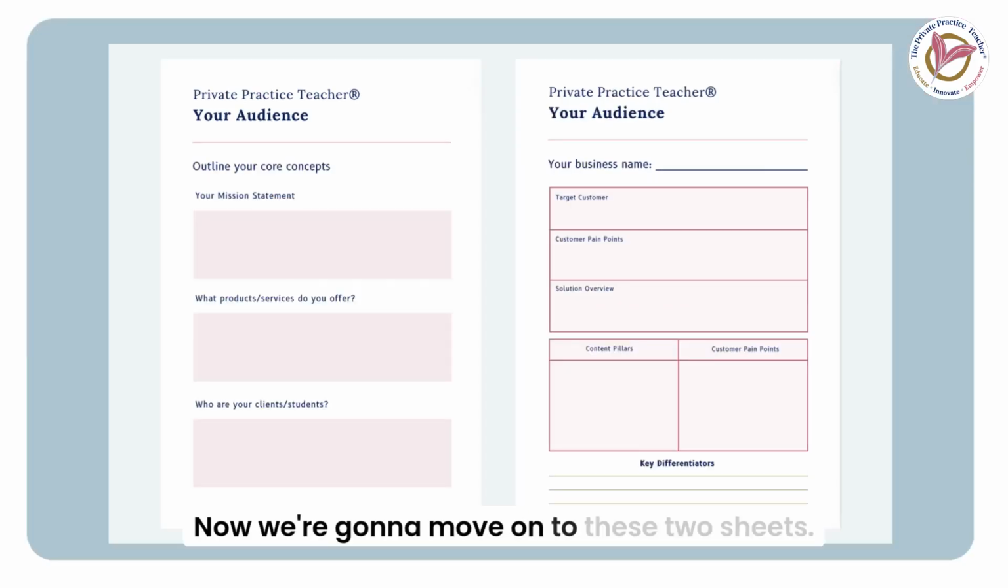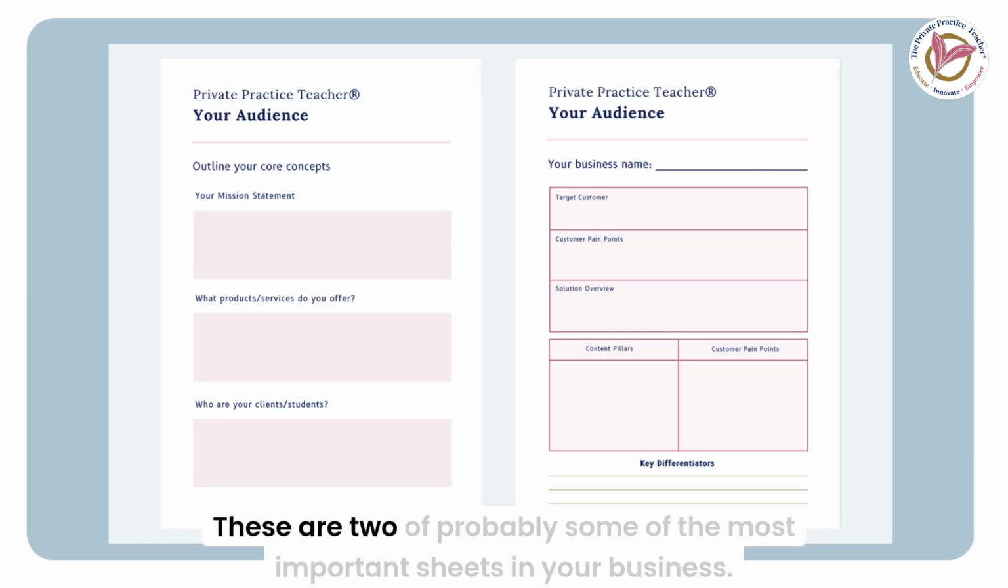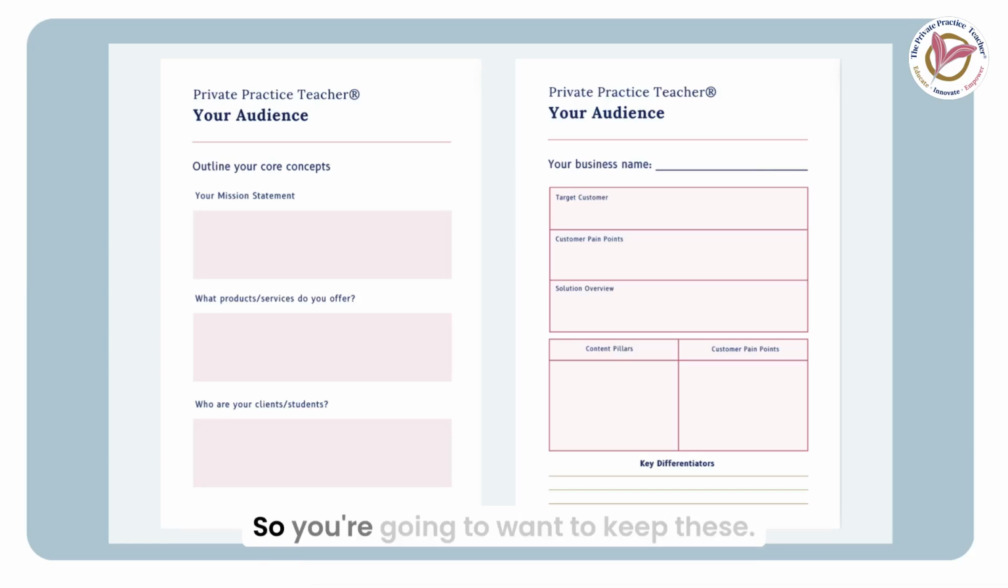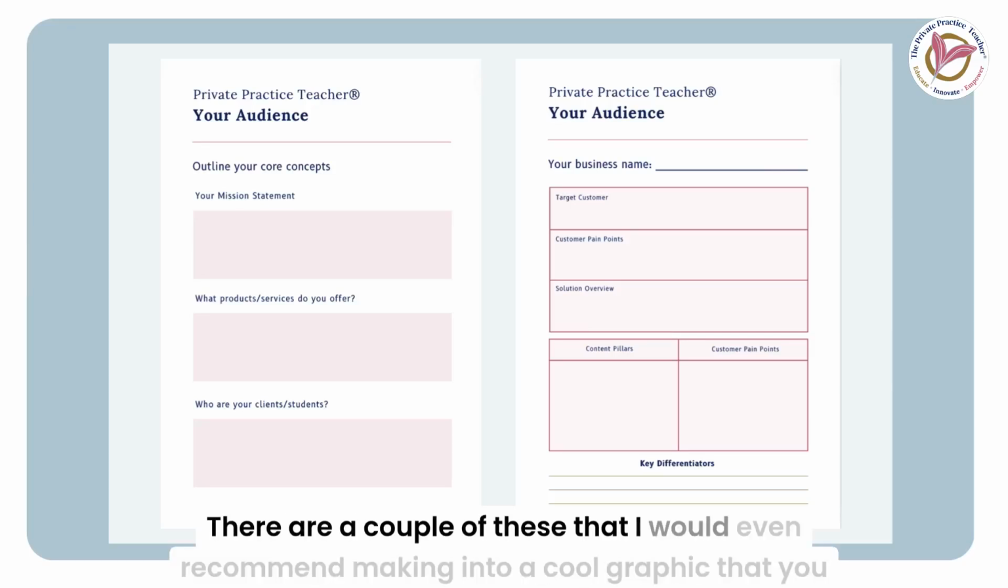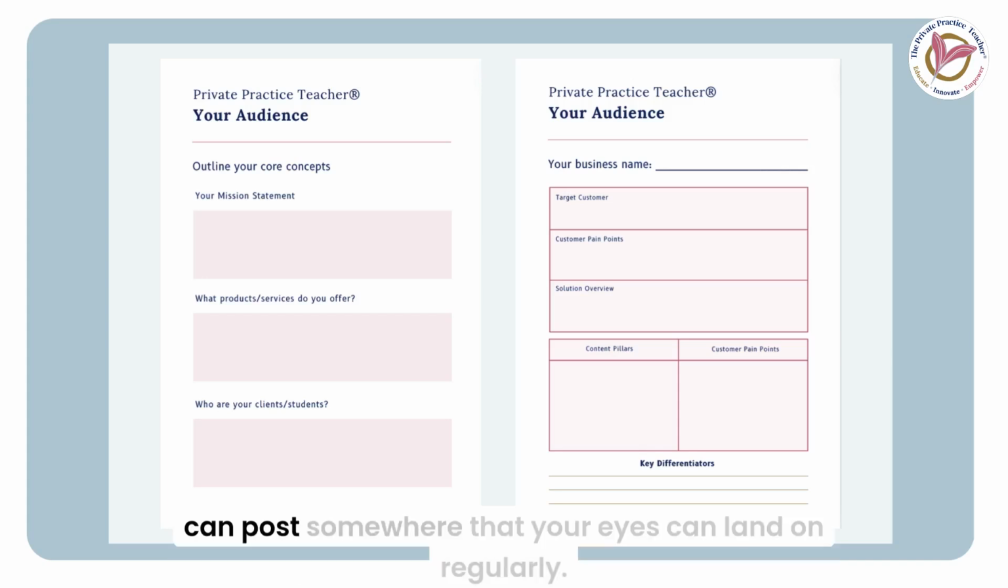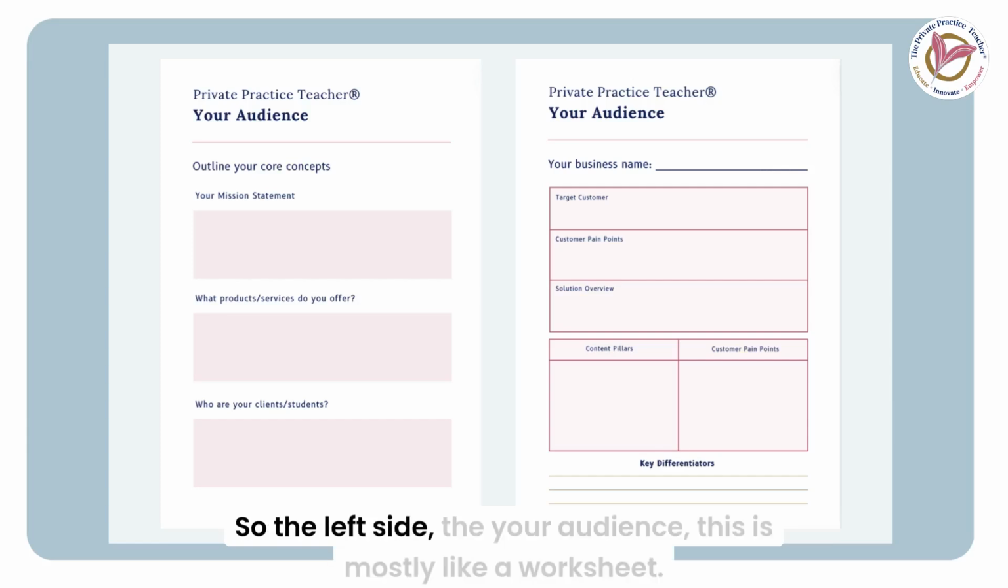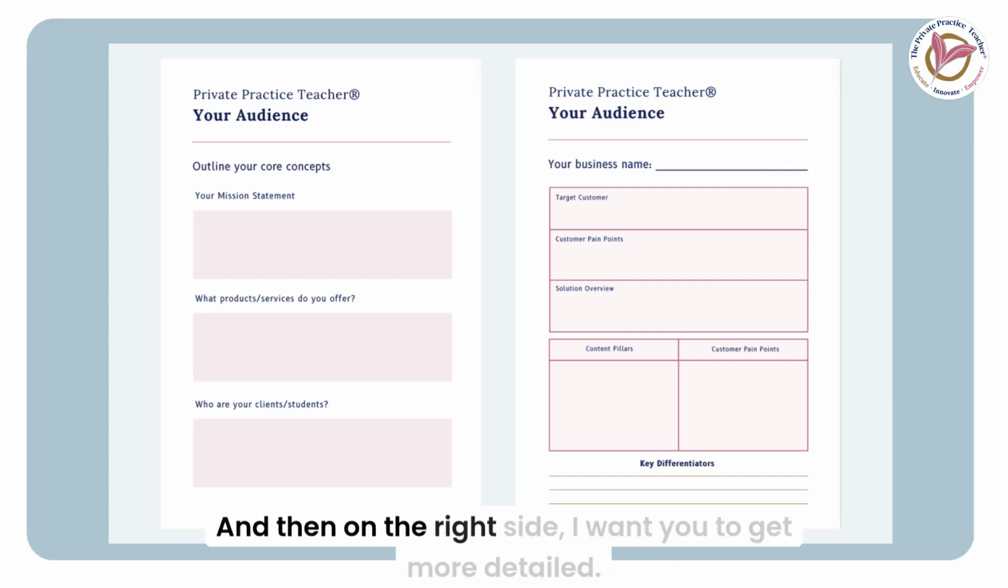Now we're going to move on to these two sheets. These are two of probably some of the most important sheets in your business. So you're going to want to keep these. And this is part of how you're going to be keeping your messaging consistent. There are a couple of these that I would even recommend making into a cool graphic that you can post somewhere that your eyes can land on regularly. So the left side, the your audience, this is mostly like a worksheet. And then on the right side, I want you to get more detailed.